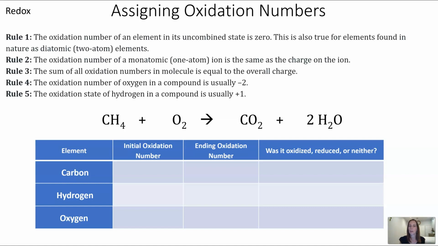All right, rule 2, the oxidation number of a monatomic ion is the same as the charge on the ion. So for example, if you have an ion of chlorine, which has a charge of -1, you would assign that ion an oxidation number of -1.